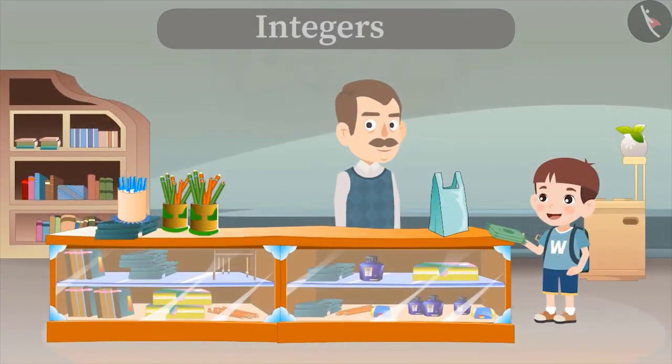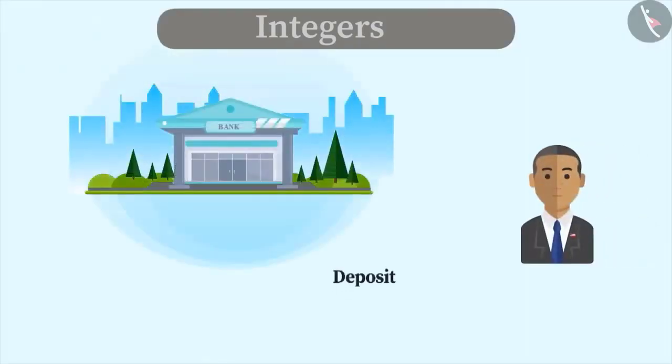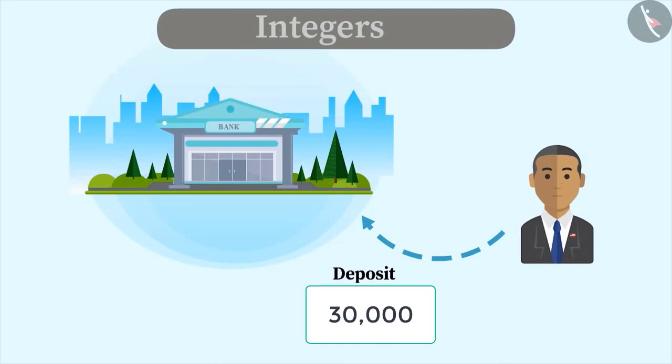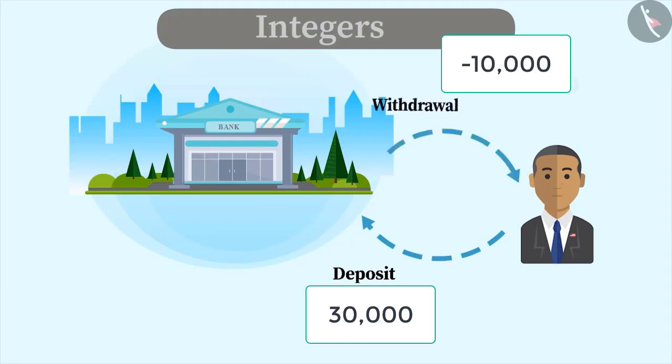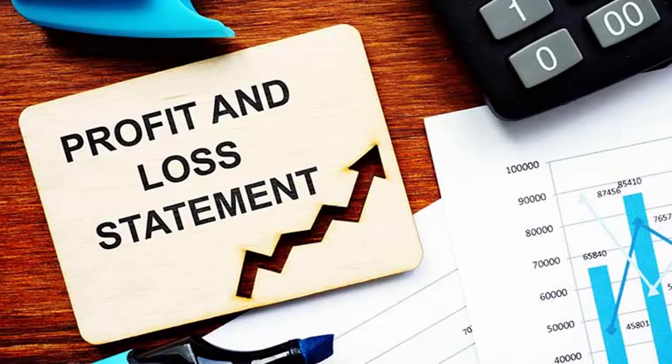When money is used to buy something, it is represented by negative numbers. Also, money that is being deposited is represented by a positive number, while money withdrawn is represented by a negative number. Furthermore, profit is positive but loss is negative.